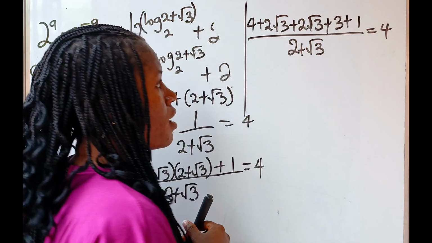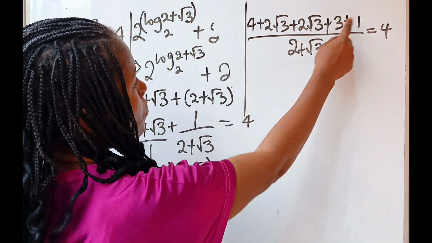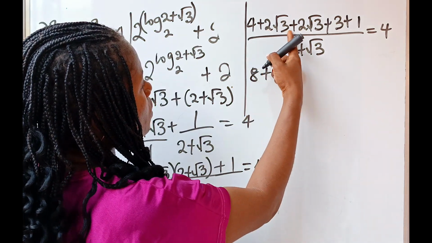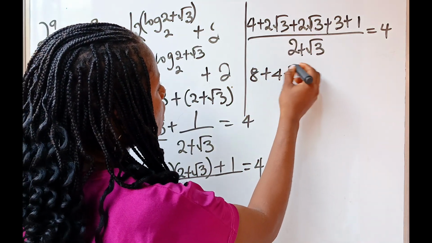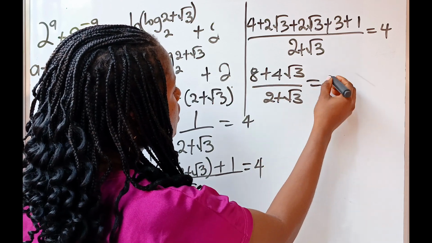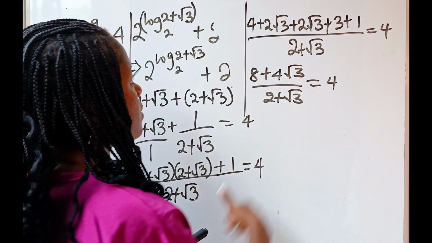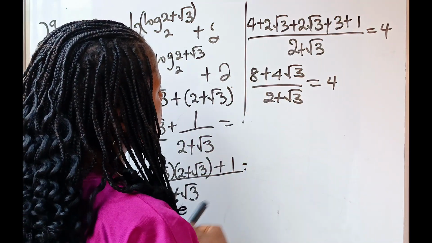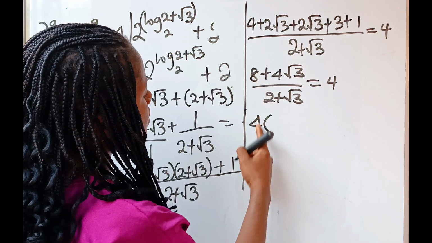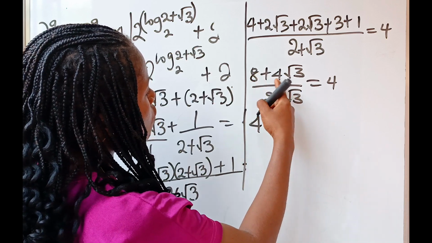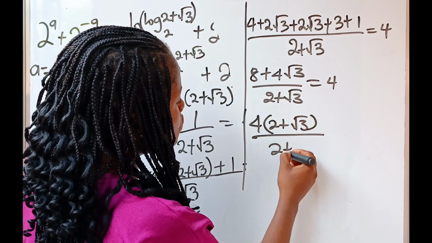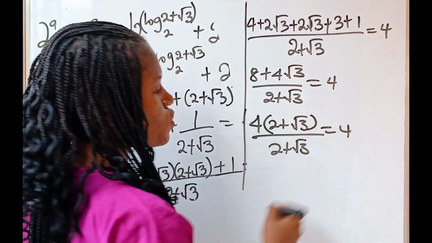All right. Now let's solve. We have 4 plus 3 plus 1 will give us 8. So we have 8 plus 2 root 3 plus 2 root 3 will give us 4 root 3. Okay. Everything divided by 2 plus root 3 is equal to 4. All right. Now let's continue. We can factorize 4 from the numerator. If we do that, 8 divided by 4 will give us 2. 4 root 3 divided by 4 will give us root 3. Divided by 2 plus root 3 is equal to 4.